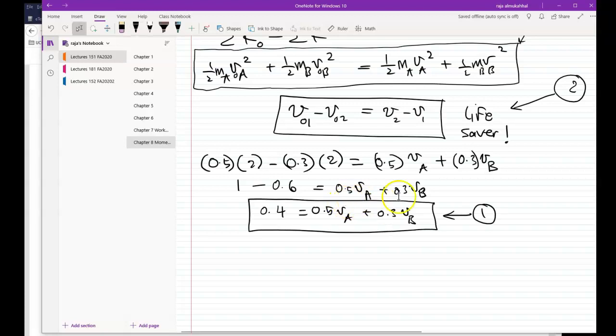Now, up to this point, I can't solve it. I have one equation, 2 unknowns. Now the lifesaver comes in handy. Now let's use the lifesaver for our problem. Remember, the 1 here is A, and the 2 is B, and the 2 and 1, B and A. You got that? So I'm going to customize this equation for our notation. So the lifesaver equation becomes V naught A minus V naught B equals VB minus VA.